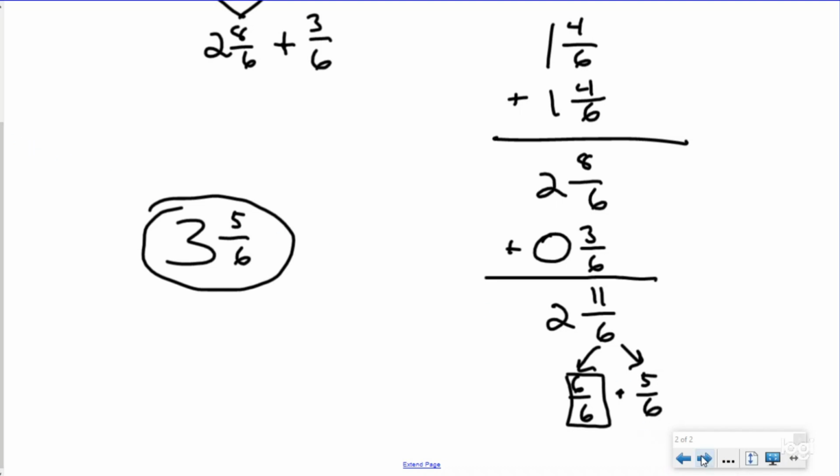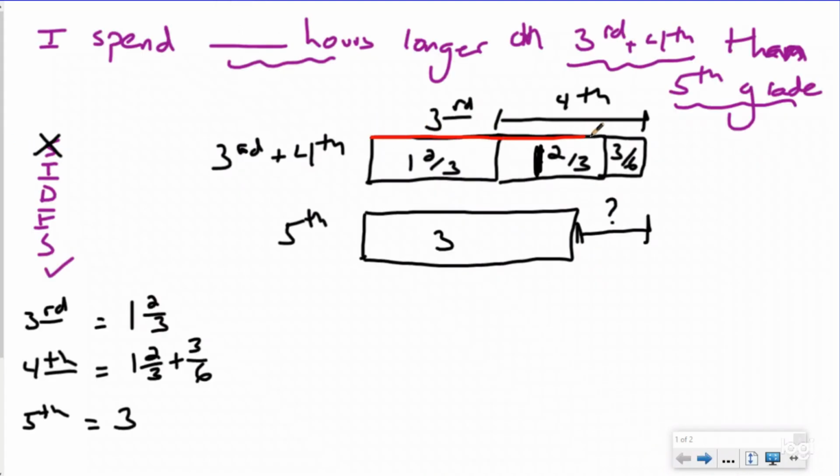Let's go back and write that in. So now I know this entire combined 3rd and 4th grade was 3 5/6. That's not the answer to my question though, because my statement doesn't say I spent blank hours on 3rd and 4th grade. It says I spent blank hours longer on 3rd and 4th grade than 5th grade. So I still need to compare this.